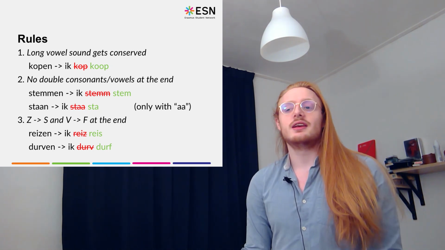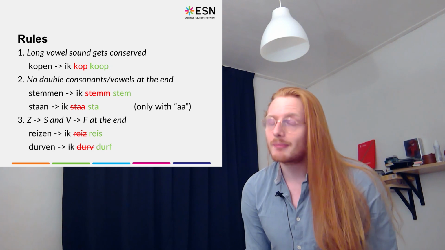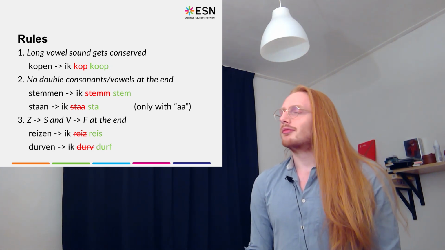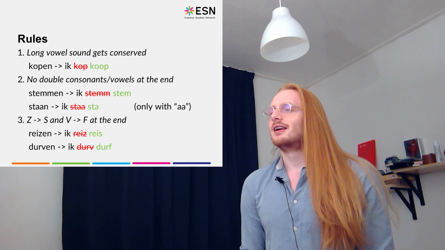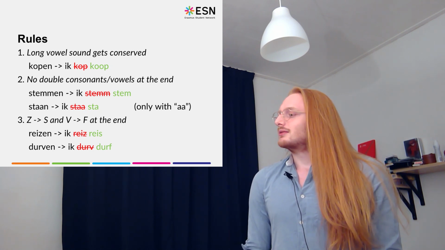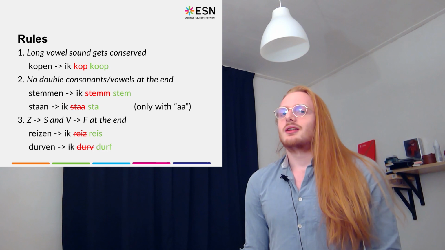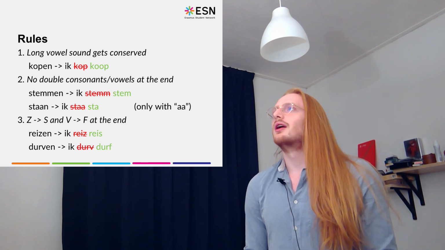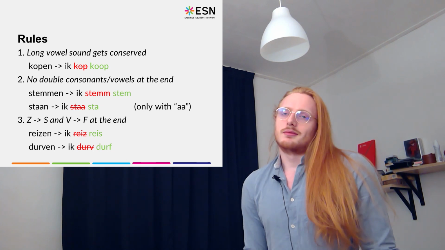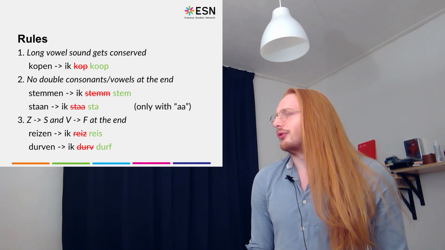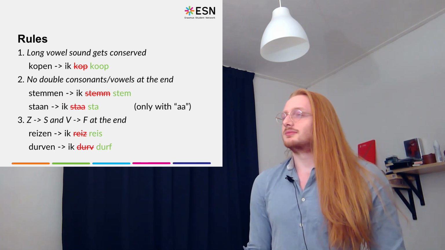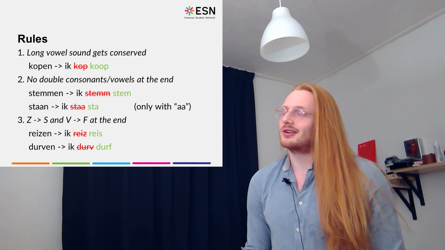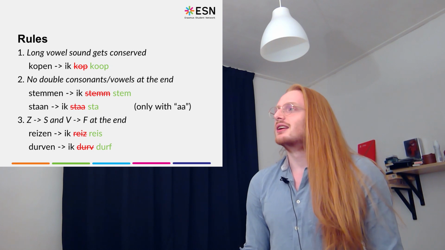The third rule is that if the crude stem ends on a Z or V, we transform it into an S or an F. That is because in Dutch we don't like voiced consonants at the end of words or in front of a T. Basically, this is sort of the rule. Why that is, I'm not really sure. It's just how the Dutch language functions.